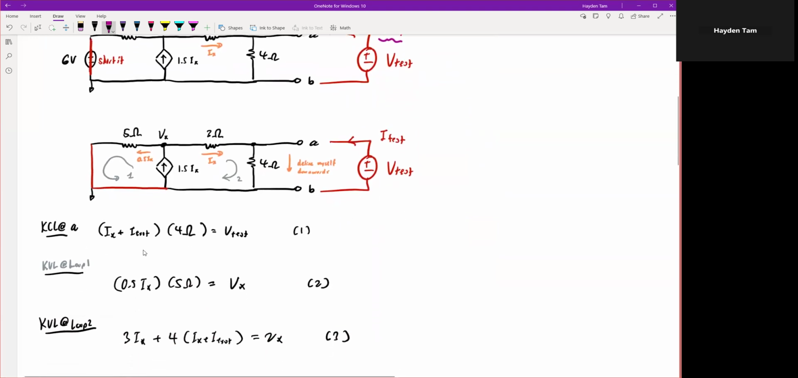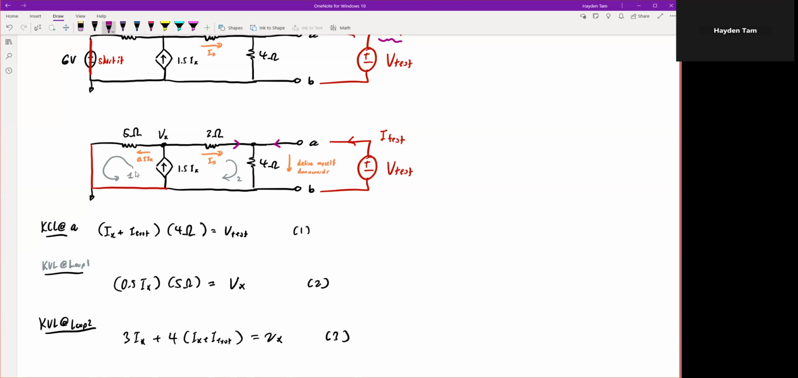So just going through the KCL, you can see that we have this node right here, this 4 ohms. This is just V equals IR basically. And we have 2 currents going through it. We have I test going in this way, and then we have IX here. And so they're going to sum up at this node. So we're going to have IX plus I test times 4 ohms is equal to V test. That's our equation 1.